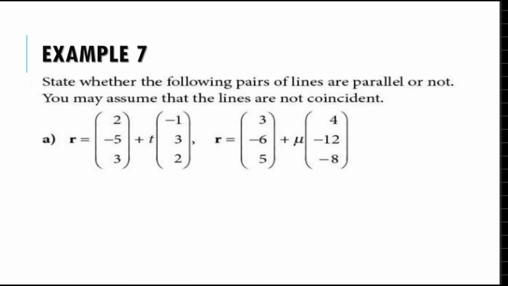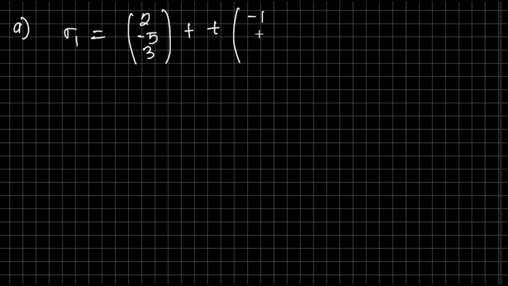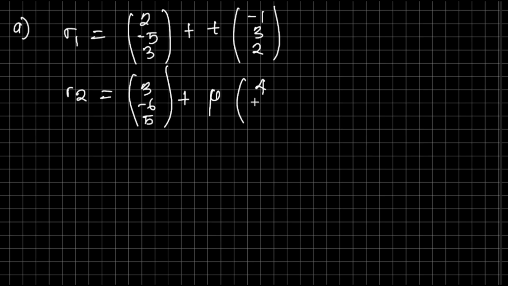As usual, we're going to be writing what we have. So let's see what we have here. The question is A. We have r1 equal to (2, -5, 3) plus t times (-1, 3, 2), and then we have r2 equal to (3, -6, 5) plus mu times (4, -12, -8). We want to find whether they are parallel or not.